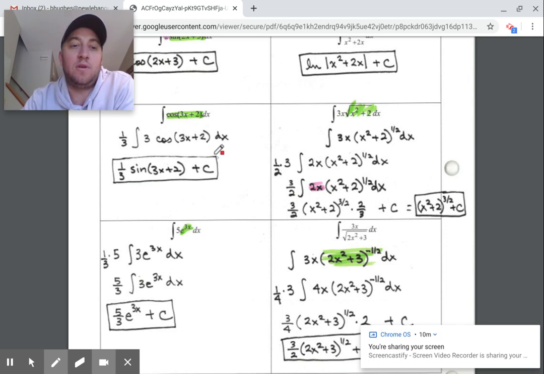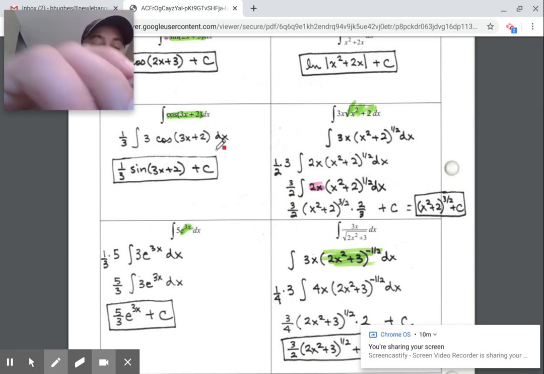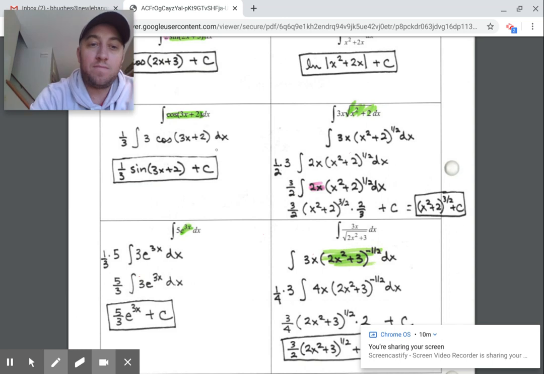No, I don't, because it's just cosine. So what I'm going to do is I'm basically going to write in my derivative of 3x plus 2. So the derivative of 3x plus 2 is 3. So I'm just going to literally write in 3.